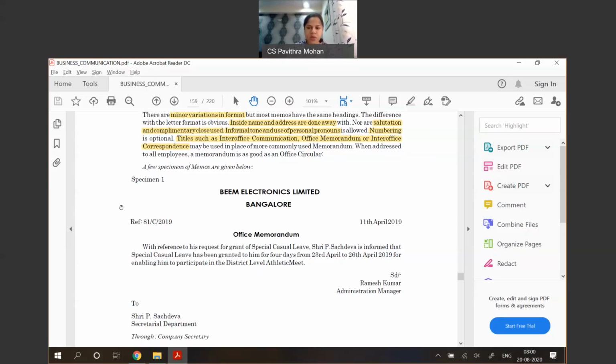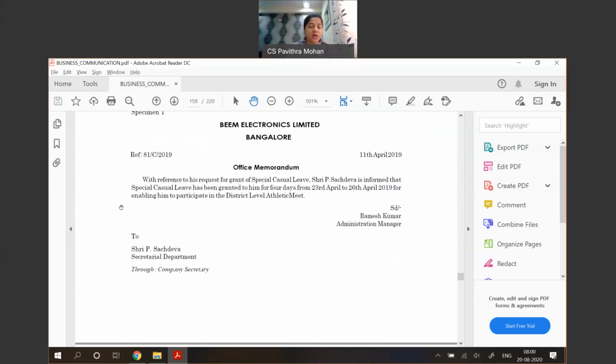Okay, so here we will go through one sample only, the memorandum, not office circulars and all, just for your understanding. The company name will be given there. Generally it will be in a book, or if it is in printed format, they type it and paste it on the notice board of the office, and then the office name will be given.